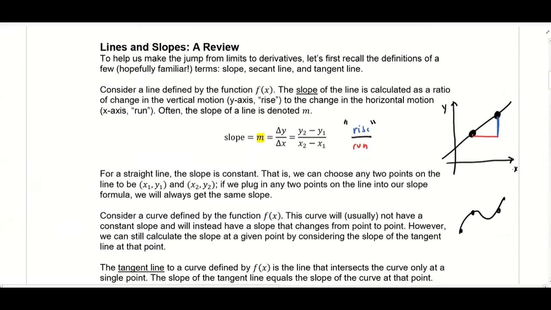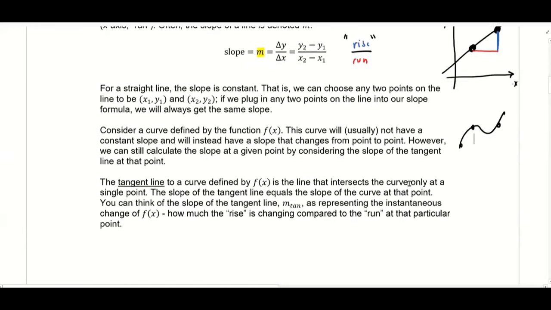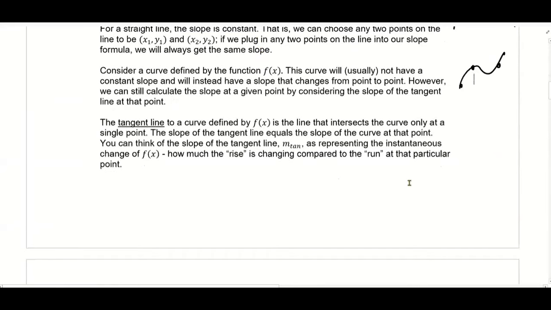But we can still talk about calculating the slope at any given point by considering the slope of the tangent line at that point. So when we talk about the tangent line, we're talking about a line to a curve defined by our function, and it's the line that intersects the curve only at a single point. And the nice thing about the tangent line is that the tangent line's slope is going to equal the slope of the curve where that tangent line touches the curve.